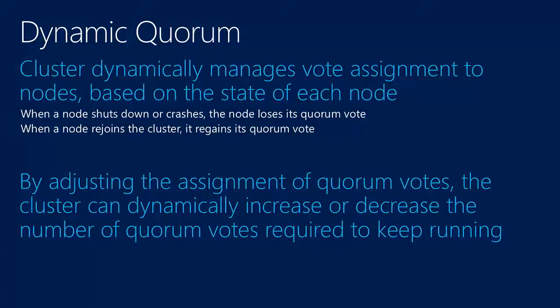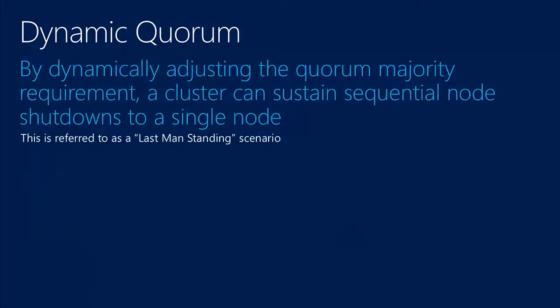And by dynamically adjusting the number of votes required to maintain quorum, it gives the cluster the ability to sustain failures that it wasn't able to sustain before, and actually lose a series of members and still have the cluster up and running. So that means a Windows Server 2012 or 2012 R2 cluster that has 64 nodes could actually suffer an outage of 63 of them and still have a running cluster. We call that the last man standing scenario. So that's the new capabilities of Windows failover clustering.